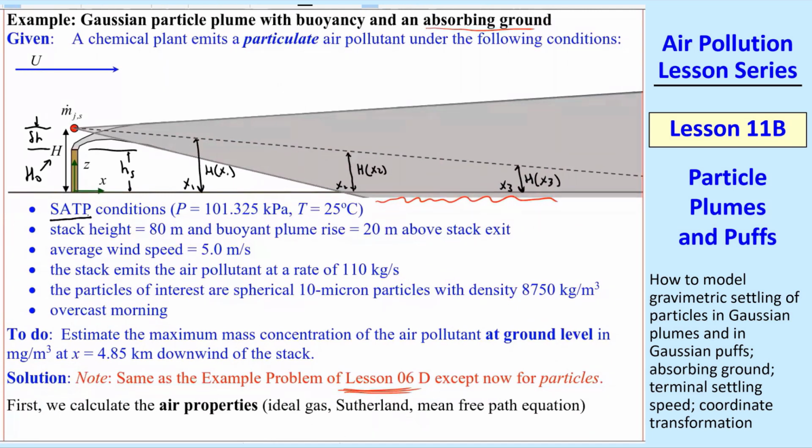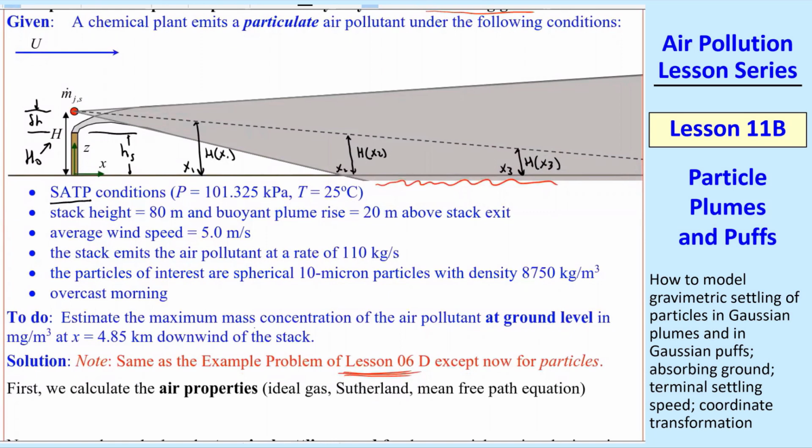So let's look at the given information. Here we're at SATP. I can give you different temperatures and pressures for homework and quizzes, etc. We have a stack height, so this would be our HS. And then we have a buoyant plume, so the delta H is 20 meters. So our H naught in this case is 100 meters. These are the same parameters that we had with the previous problem in lesson 6D. Same average wind speed, same source strength, but now we have particles. So I picked a particle diameter, dP is 10 microns. We're going to use the same conditions we had back in that old example problem, which was an overcast morning.